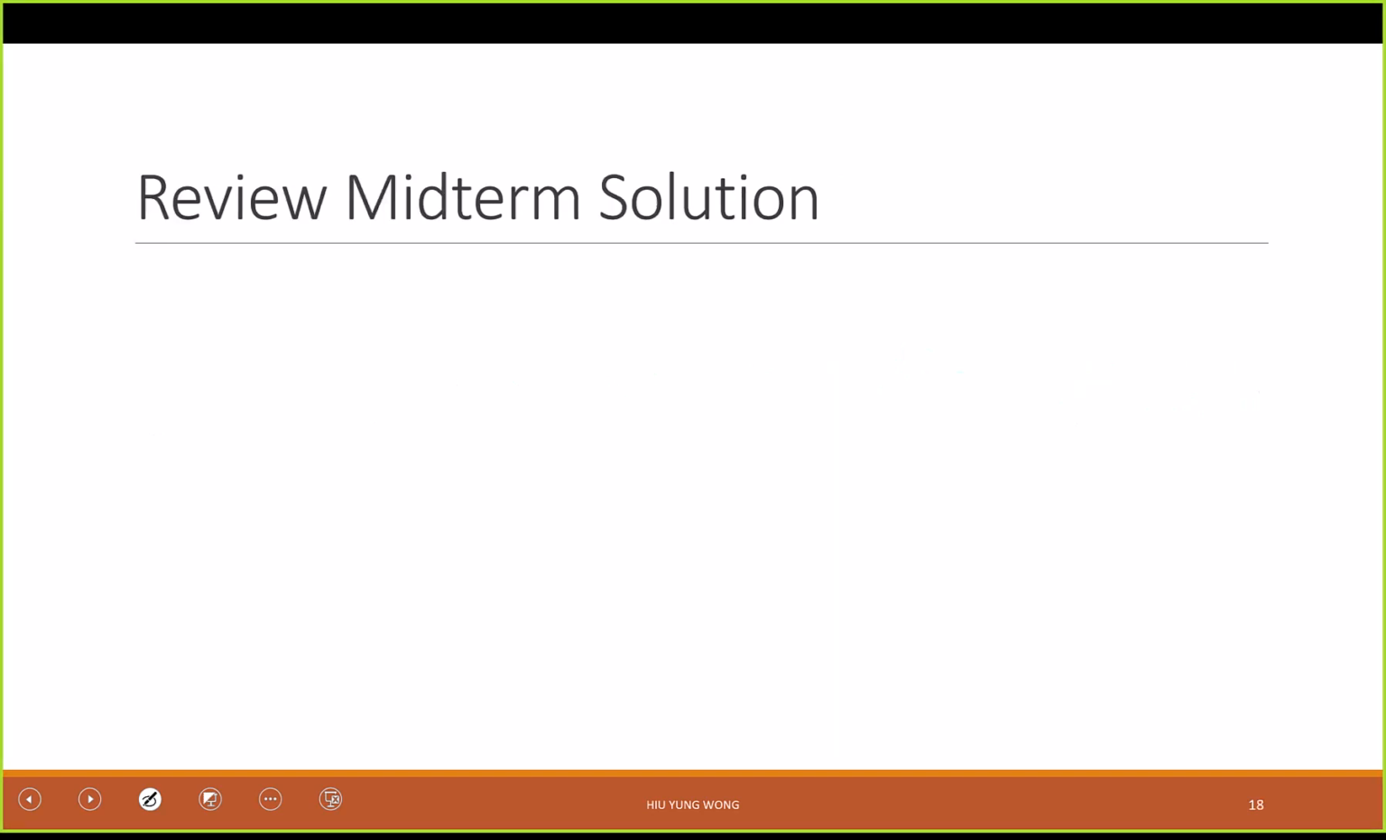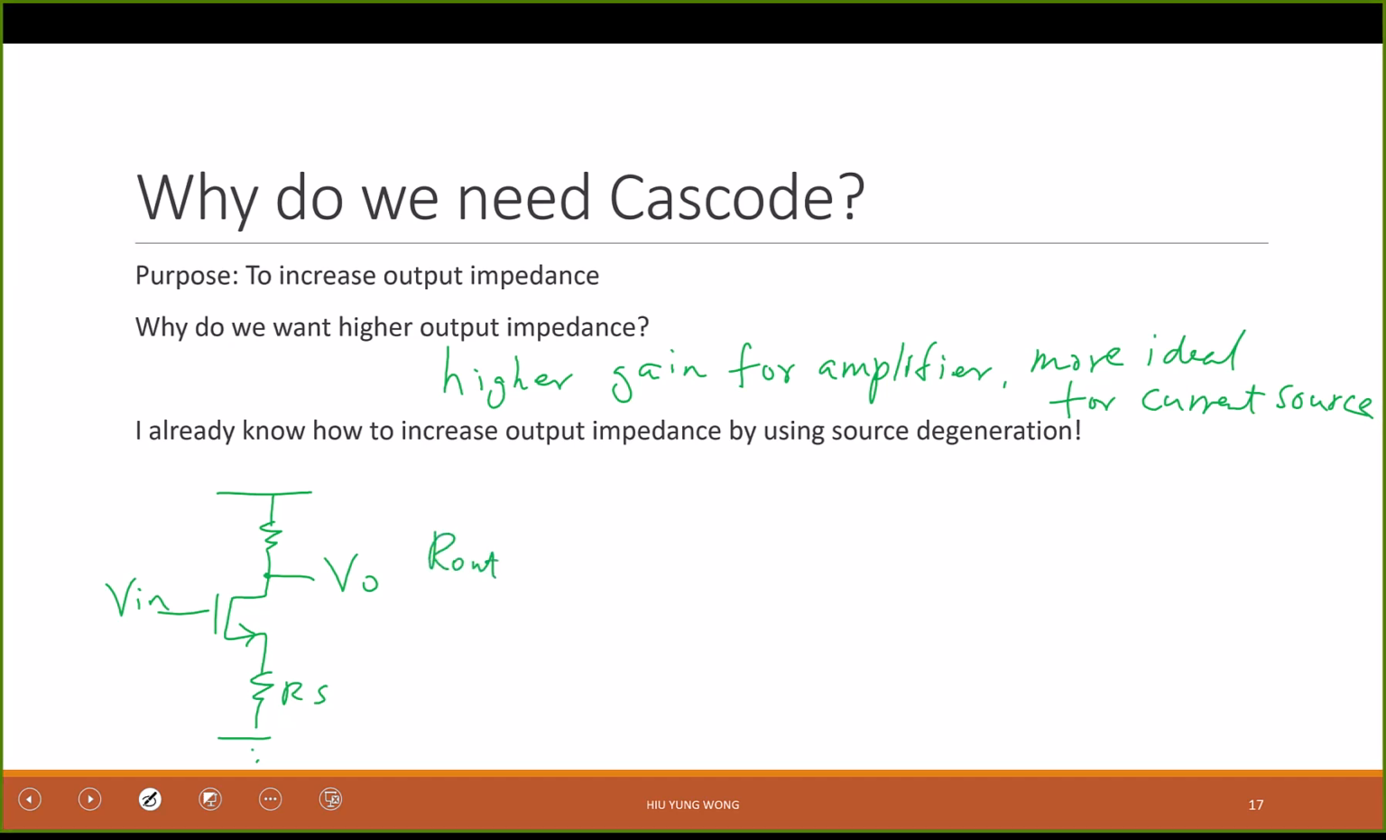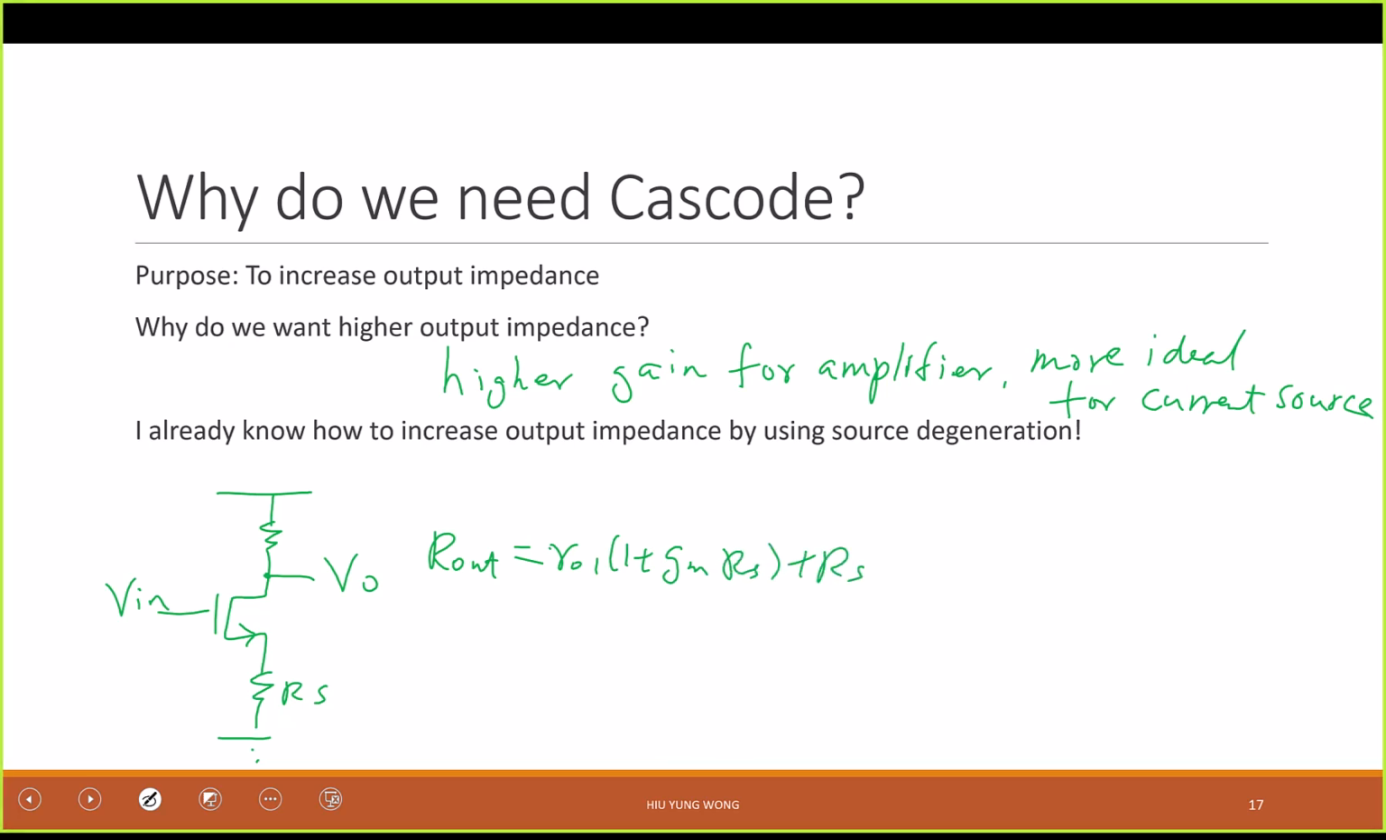So is this the last slide? Oh, okay, I don't have time for that. Then why don't I just use degeneration? Isn't it that I already have something called degeneration? This is RS, this is V out, this is V in, right? I do have a very large output impedance, R out equals, as you just told me, R01 times 1 plus gm RS, plus RS, right?